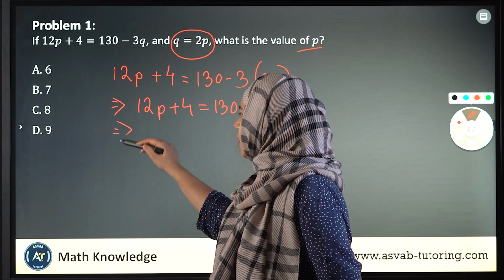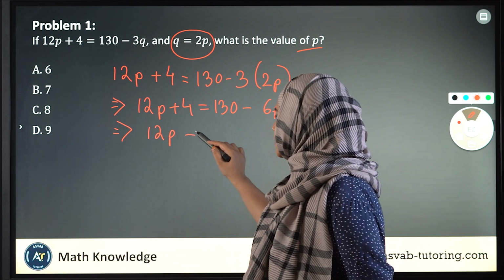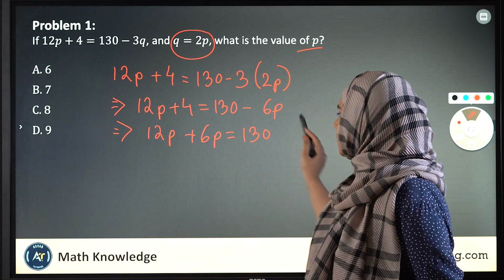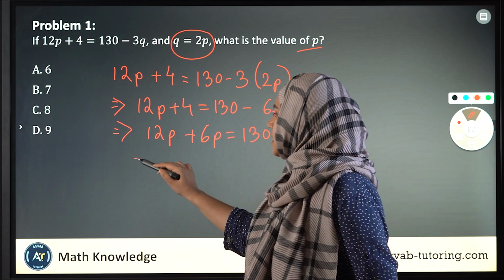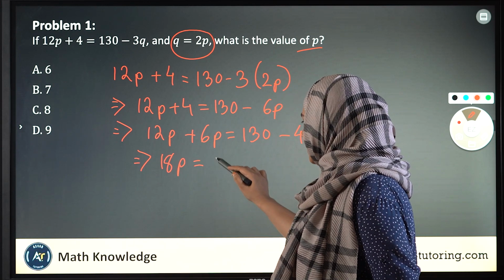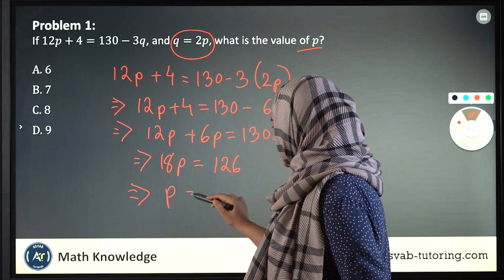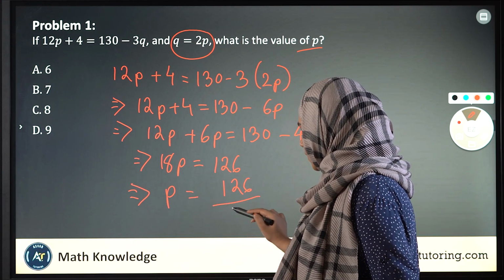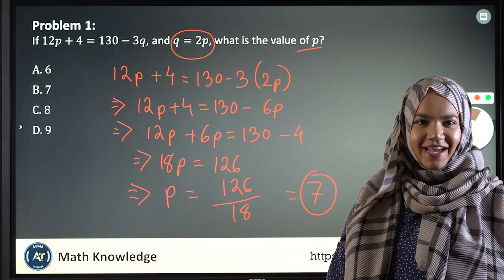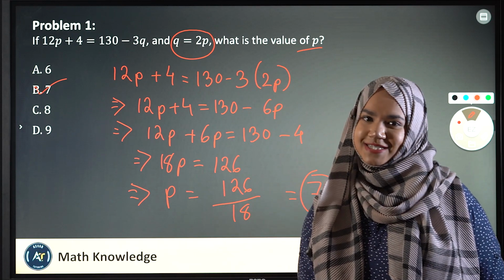Later on, let's put all of the p's onto one side. 12p, because it's minus 6p, bring it to the left side is going to be plus 6p equals 130. Putting plus 4 to the other side is going to be minus 4. So that makes 18p equals 130 minus 4, which is 126. If I do that, p equals 126 over 18. If you simplify it, it's going to be 7. Okay? Hope you got this one right, which means that the correct answer for this is B, 7.